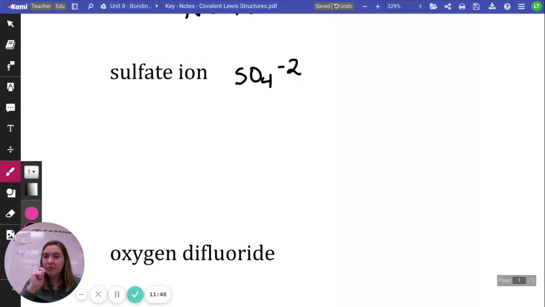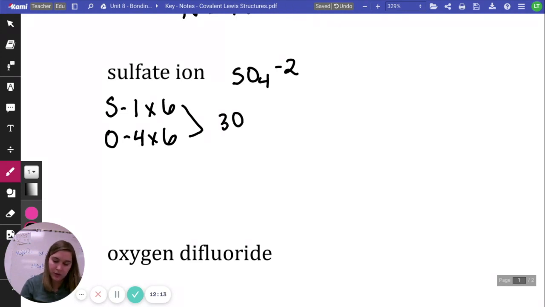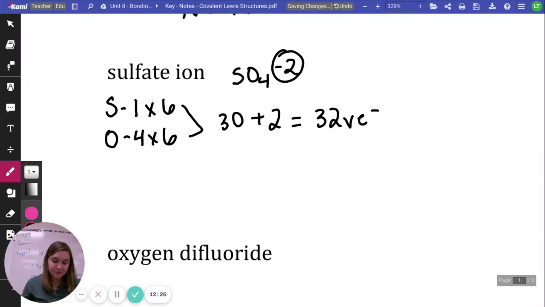All right, let's determine our valence electrons. So we have sulfur, and we have 1 sulfur, and it has 6 valence electrons. And we have oxygen. We have 4 oxygens, also with 6 valence electrons, because both of those are in group 16. So 6 plus 24 gives me a total of 30 valence electrons, but I've got that -2. So -2 tells me that I have added 2 electrons. So I'm going to add 2 to that, and I get a total of 32 valence electrons to work with.